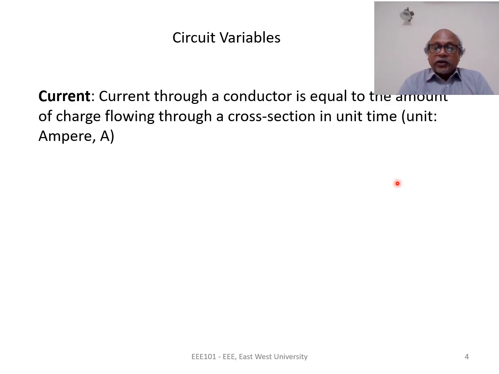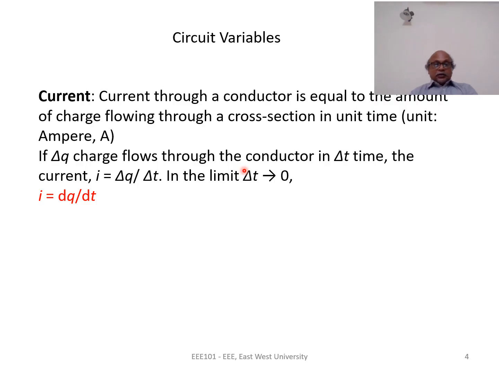Current through a conductor is equal to the amount of charge that flows through the cross section of the conductor in 1 second time. The unit of current is ampere, which is represented by the letter A. Mathematically, if ΔQ charge flows through the conductor in ΔT time, the current I is ΔQ over ΔT. In the limit, when ΔT is infinitesimally small, the division becomes a derivative.